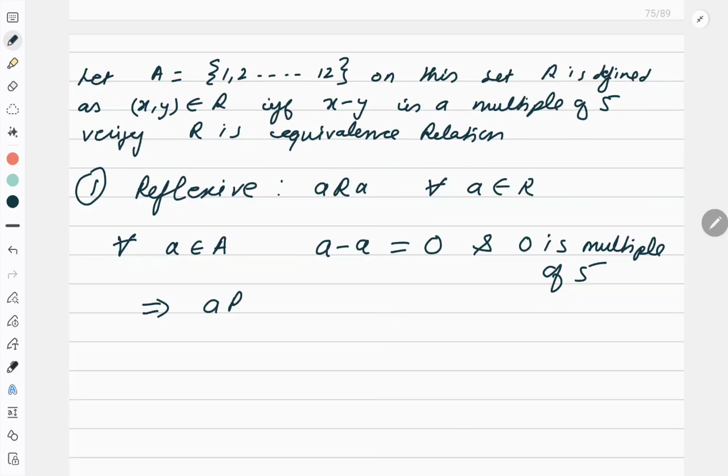Implies A is related to A. Implies reflexive. Simple. This is how you write the things mathematically.